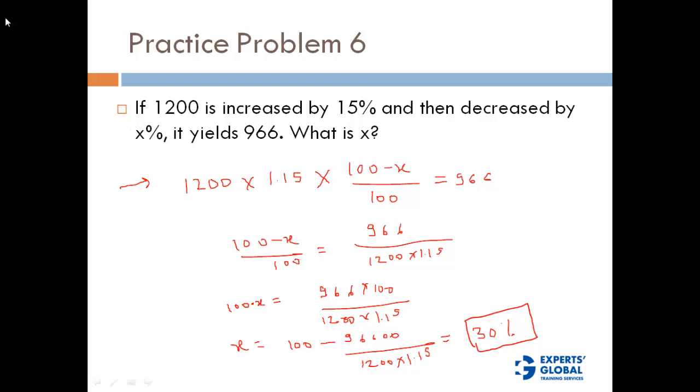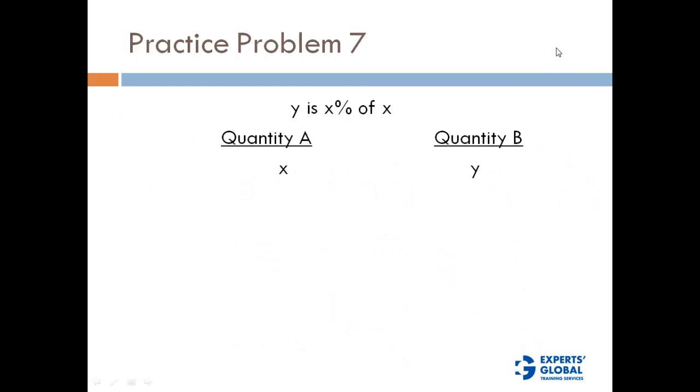Let's see if that is correct. 1200 increased by 15%. So we're talking about 1200 into 1.15, and then decreased by x percent. So decreased by 30% means we are talking about multiplying by 0.7. So if you calculate this, we are going to get 966. So let's move on to this problem. This is a quantitative comparison problem. You can give it a try.